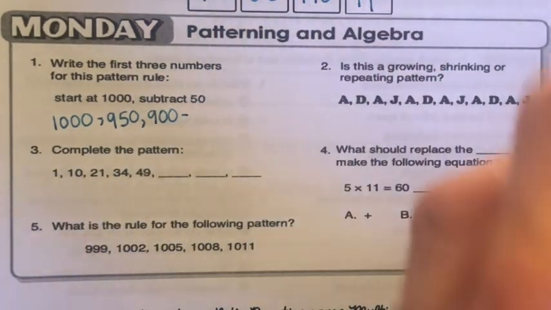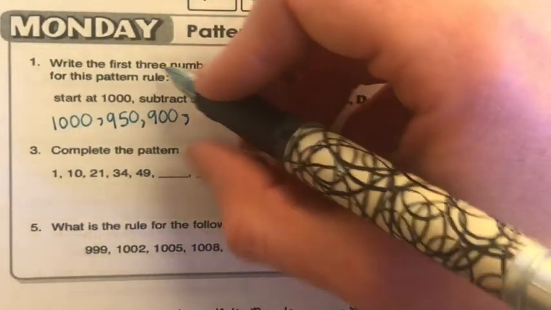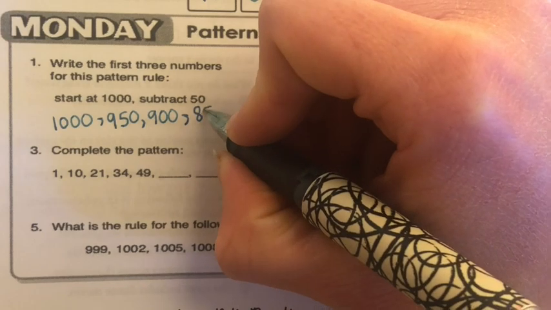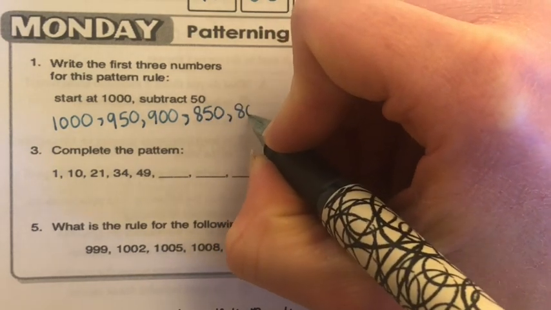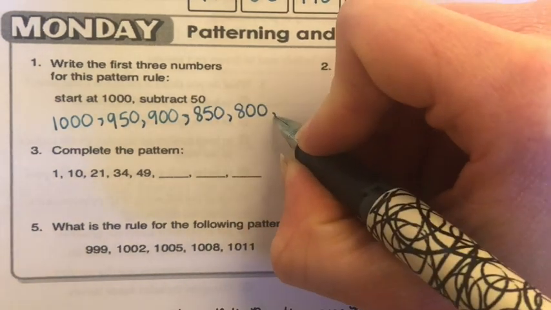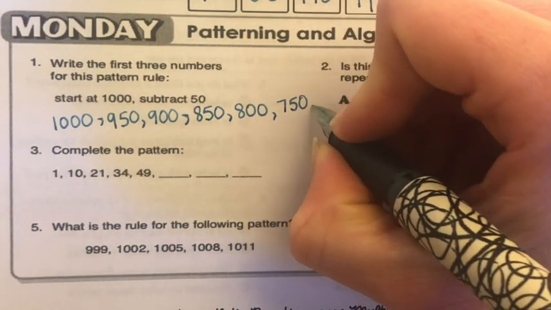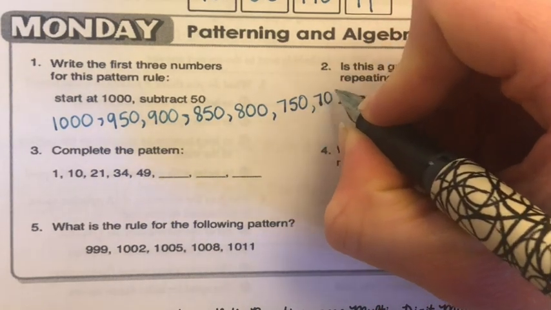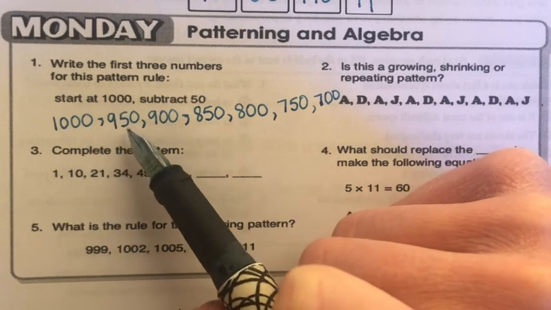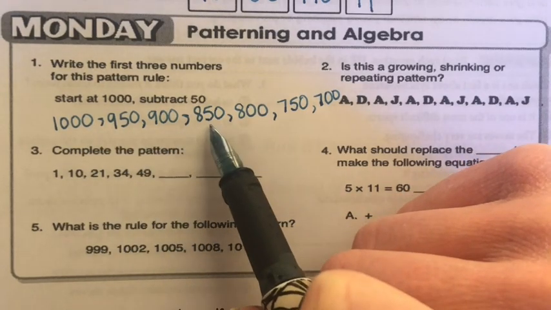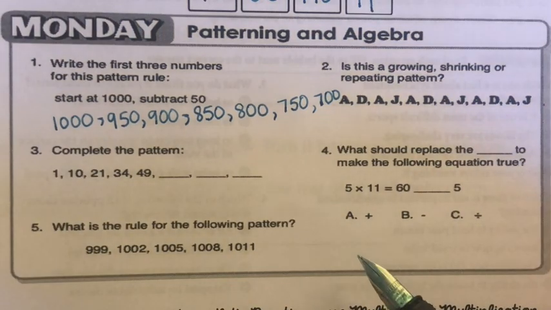Subtract 50 more. I keep writing subtract. This is a comma. It's a floating comma. Subtract 50 more is 850. And subtract 50 more would be 800. And I know it only said to do 3, but sometimes I like to continue it. And then 750, so that those who don't quite understand might see how it works. Okay, so it's 1,000, and the rule is subtract 50, so it's 1,000, 950, 900, 850, 800, 750, 700. And that's how it works.